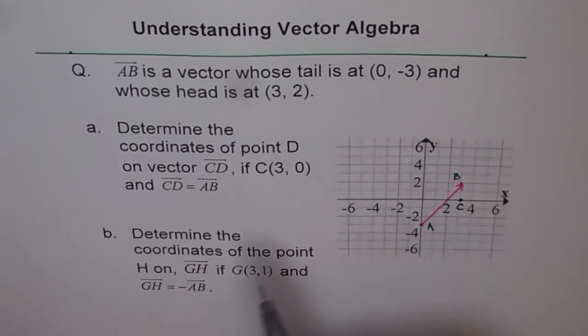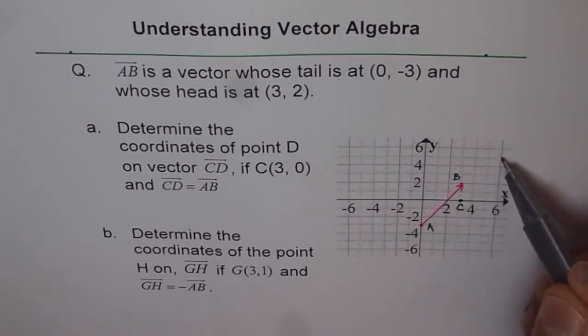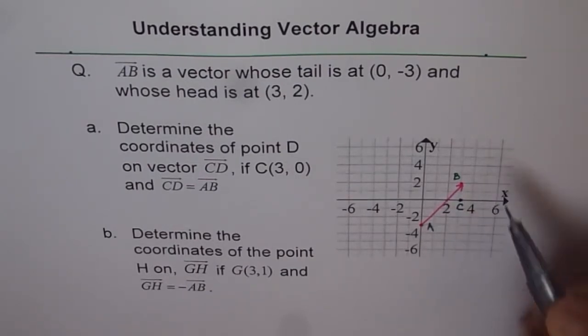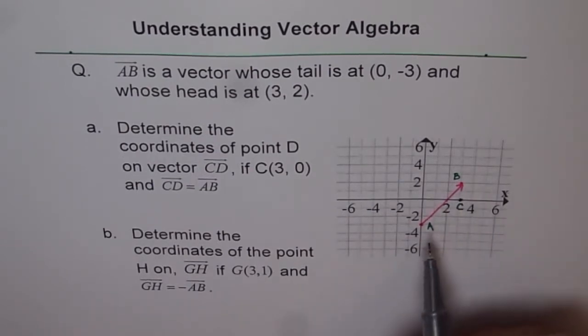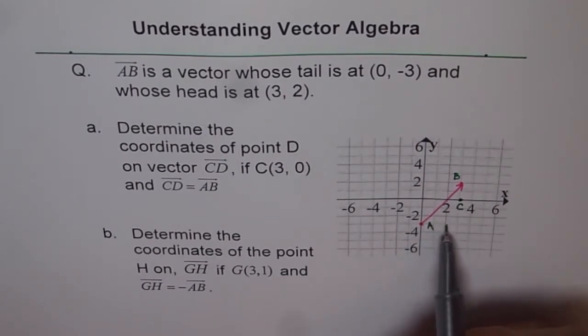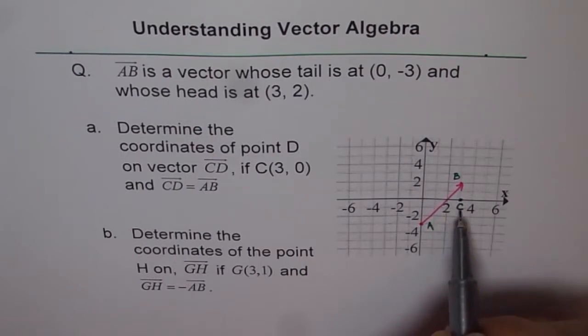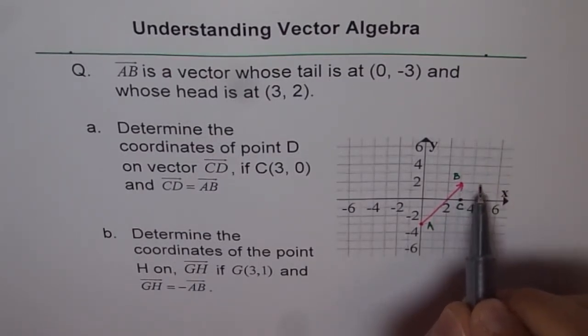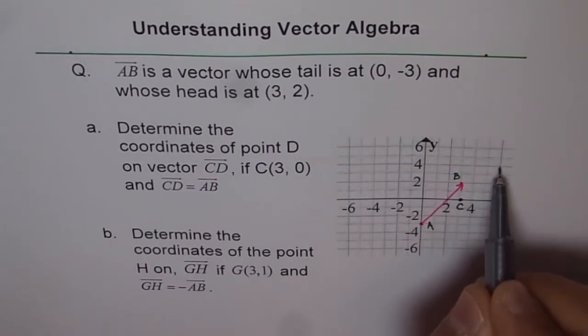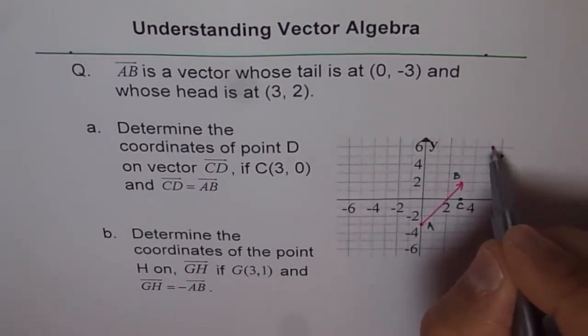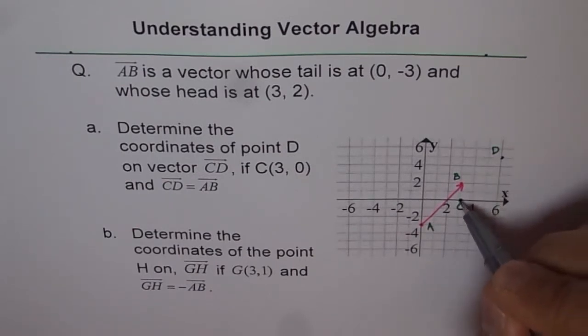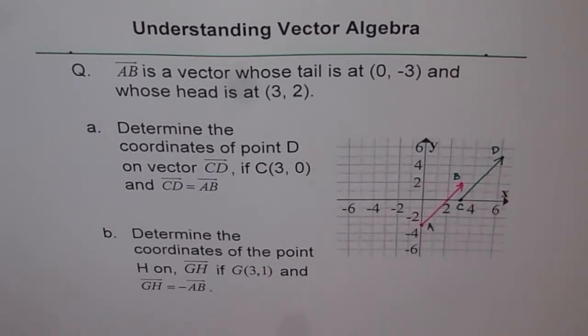Now, the two vectors CD and AB are equal. That means their direction is exactly the same, and their magnitude is also the same, right? So what we should do is see how we go from A to C. From A, we move 1, 2, 3 units right, and 1, 2, 3 units up. So let's go 3 units right, and 3 up. So we get a point, and that point should be D. And therefore, the vector CD should be equal to vector AB, right? So that is our graphical solution.